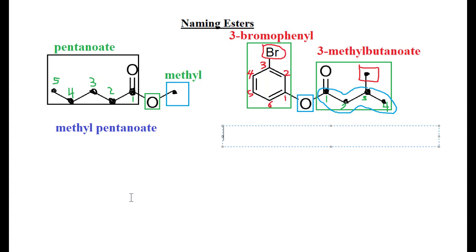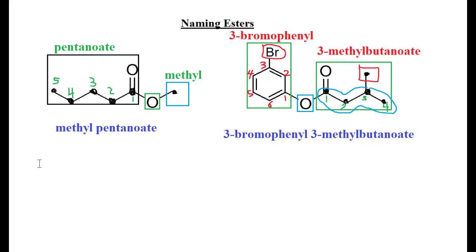3-bromophenyl. So when I name this compound as a whole, I will call it 3-bromophenyl 3-methyl butanoate. And that's the name of that compound. And you likely will not get anything quite that complex.